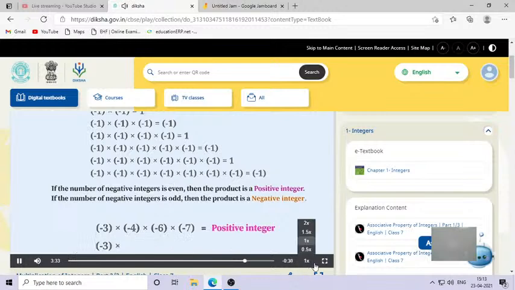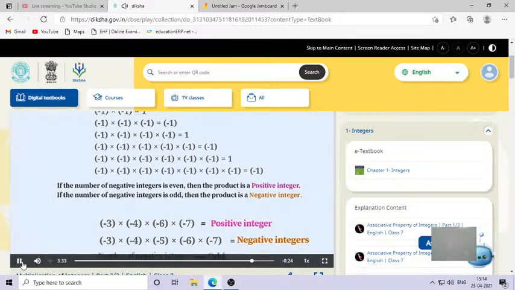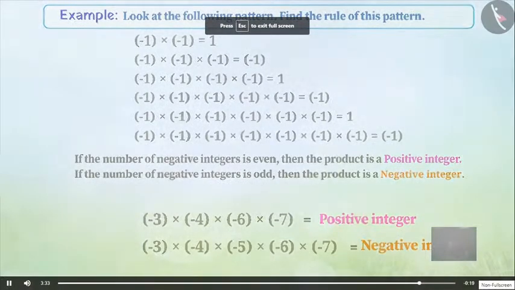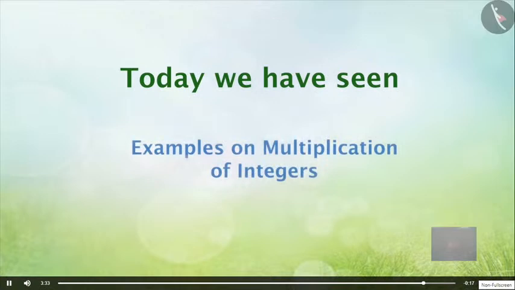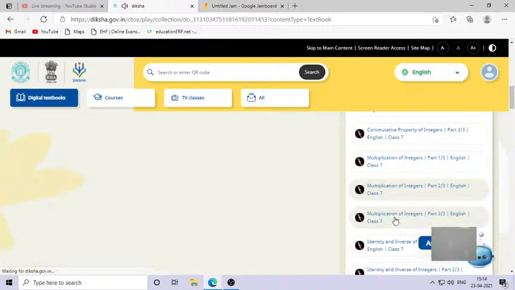Similarly, the product of minus 3 into minus 4 into minus 5 into minus 6 into minus 7 will be negative because how many terms are there? 1, 2, 3, 4, 5. So 5 negative terms. So the number of negative integers is odd. Today, we have seen the examples on multiplication of integers. In the next video, we will see misconceptions related to this topic.